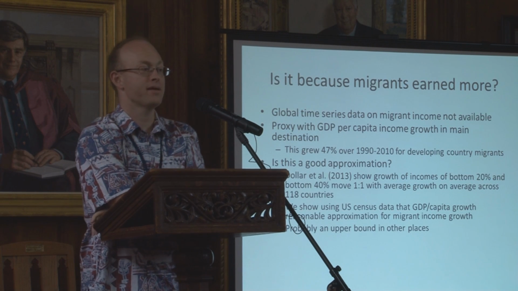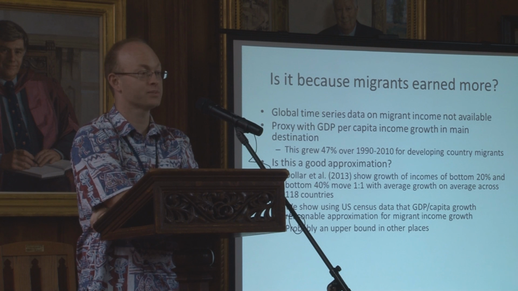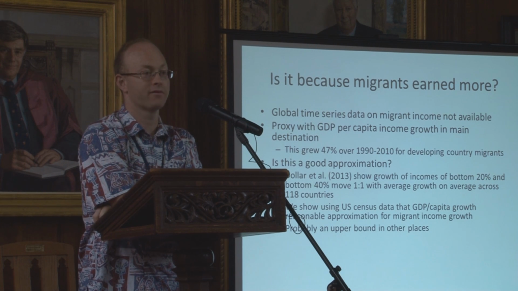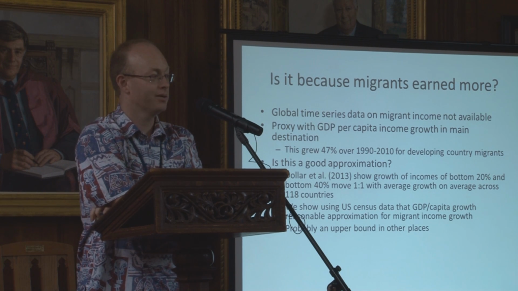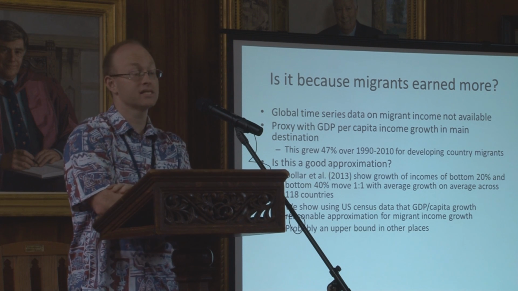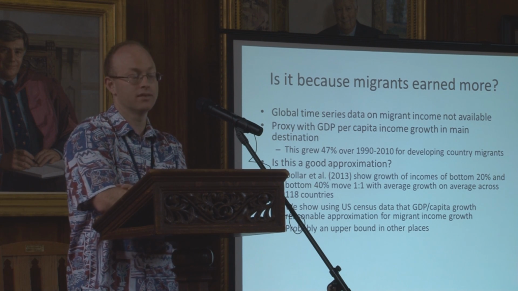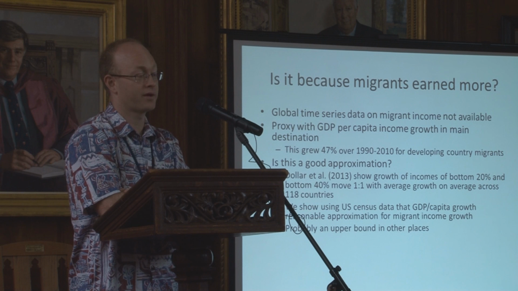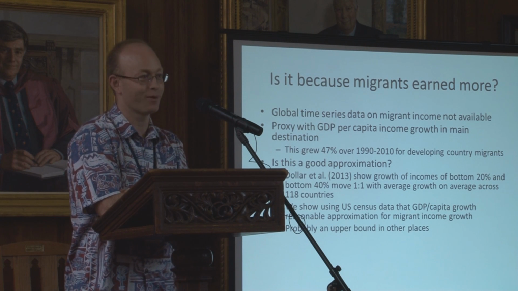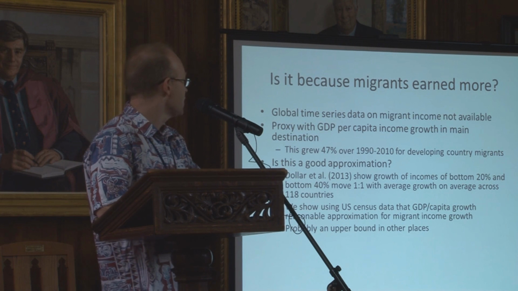So then you think, well, maybe migrants have suddenly become a lot more prosperous, maybe they're earning a lot more, and that's why remittances are going up. And the data on migrant earnings is much less good than the data we have on migrant stocks, which you already know is problematic enough. So here's what we do.